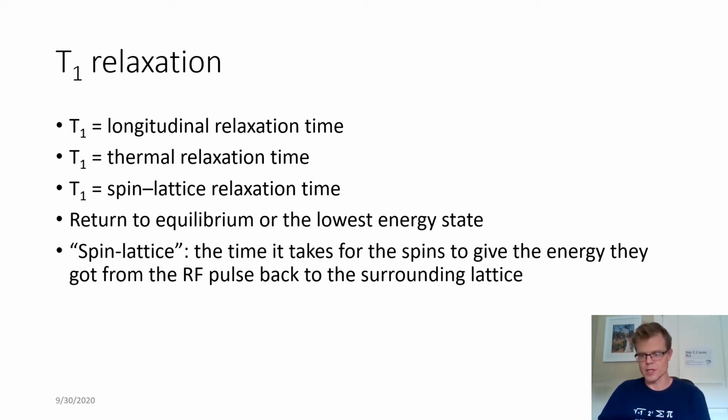Now I want to make a quick comment here. Two lectures forward from this, in chapter 6, we'll discuss some of the mechanisms that govern both T1 and T2, so what tissues have different T1 and T2 values. But here we're going to focus on just their behavior on the net magnetization.